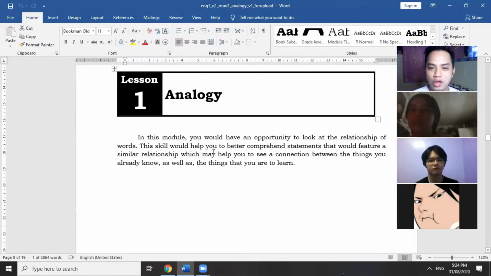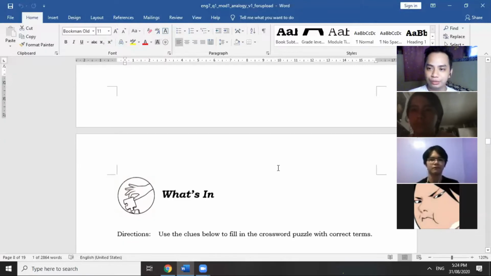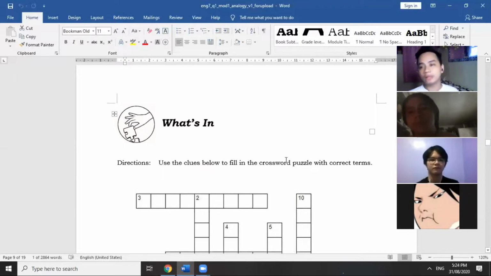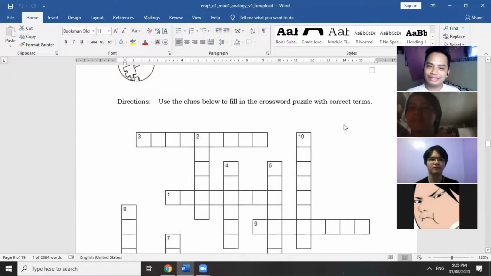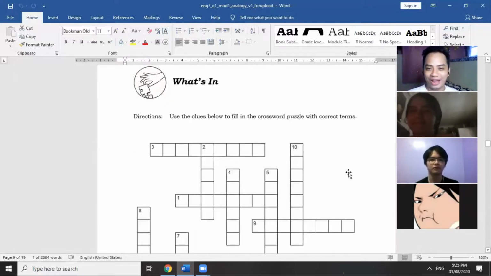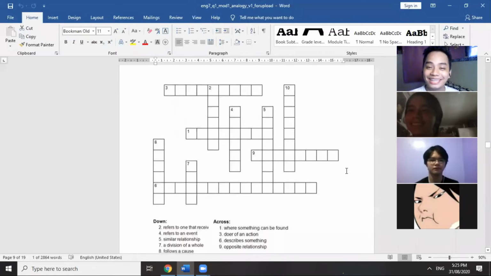In this module, you would have an opportunity to look at the relationship of words. This skill would help you to better comprehend statements that would feature a similar relationship, which may help you to see a connection between the things you already know as well as the things that you are to learn. So making connections of the things you already know and the things that you're learning, if you know about analogy. Okay, so it makes your understanding about different topics and different subjects deeper. So here, let's answer this one. I know this may be challenging for all of you, okay? But yeah, I made this one.